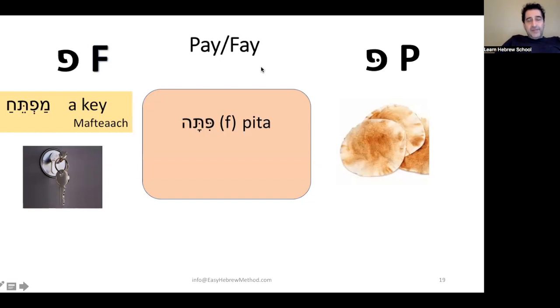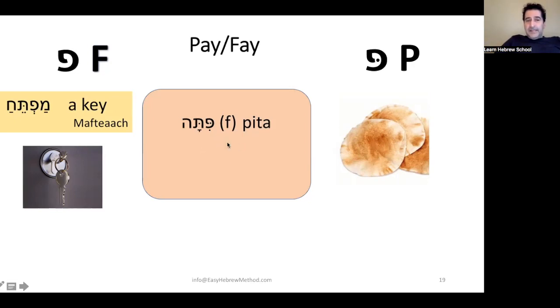Pei or fei. We have 2 options with the letter pei. The letter is pei. It has a dot in the middle. It's pei. It's like P in English. An example is pita, like pita bread. Pita is feminine, ends with the A.